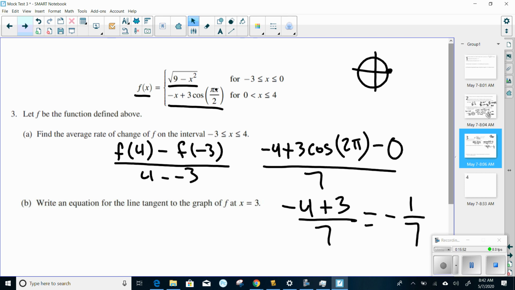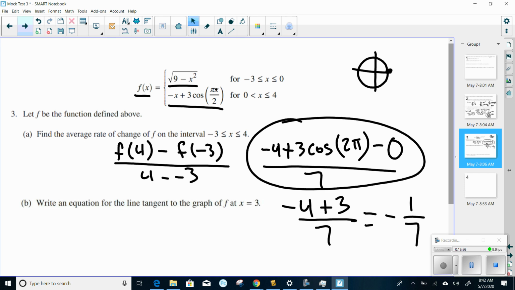If it's a free response, you can leave it like that. Possibly later on you'll have to simplify it, but there's no reason to go past there if you don't want to. That's the same answer, and you get full credit for that. If you look at the scoring guide for part A, you just get a point for the answer. It was only worth 1.